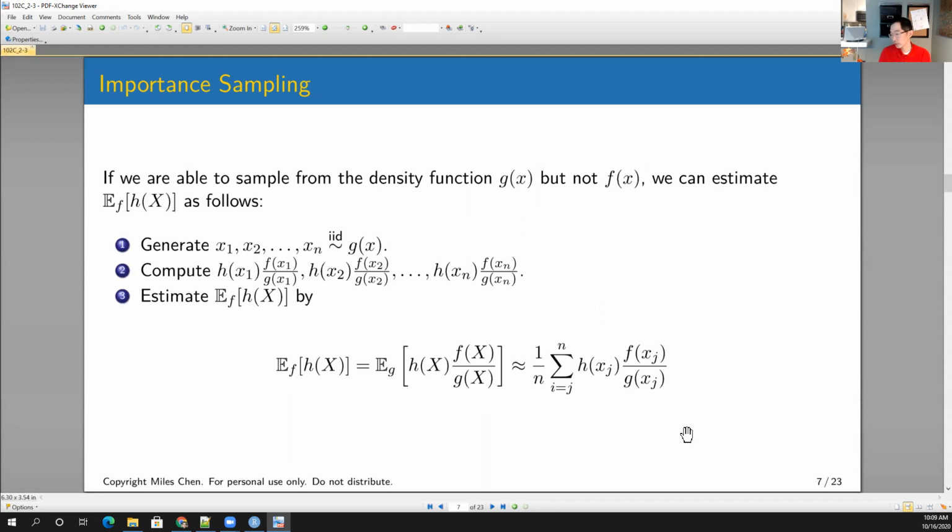All right, and so the steps are basically the same as before. If you think of how Monte Carlo integration works, you generated values from f, but this time we're going to generate x from g, and then we calculate the value of the function, h of x times f of x over g of x. So we just calculate h of x times f of x over g of x for x1, for x2, all the way up through xn. And then we estimate this by taking the mean of all of those h of x times f of x over g of x. Okay, and that's it.